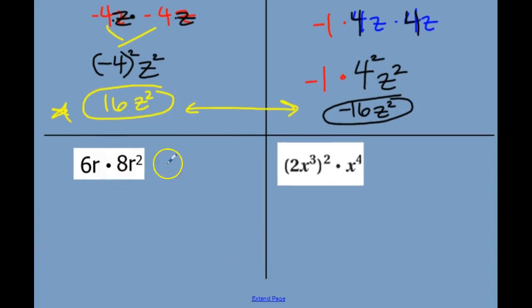Alright, this one has an exponent, so I'm going to make my little table here. I have a 6 and an R, and here I have an 8 and 2 R's. Since these aren't the same number, let's just multiply them. 6 times 8 is 48. And we have 1, 2, 3 R's, or R to the power of 3.